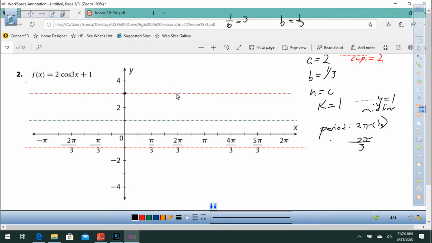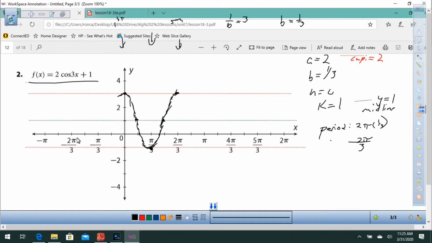Our fifth point is going to be 2 pi over 3. So that's our first, that's our fifth. And then halfway in between is pi over 3. So there's our third. And then half of that is here, so that's going to be right there. And half of that is there. So we're going to look at something that goes like this. And then there we go.